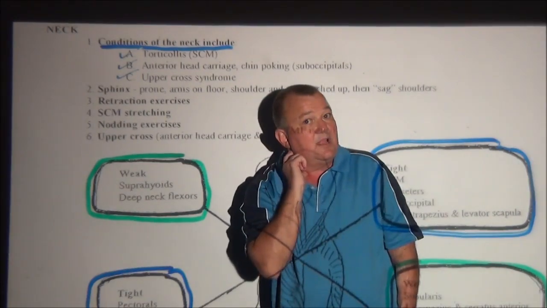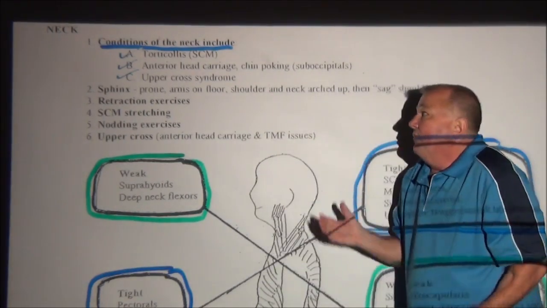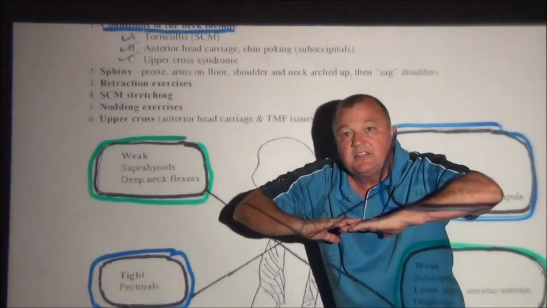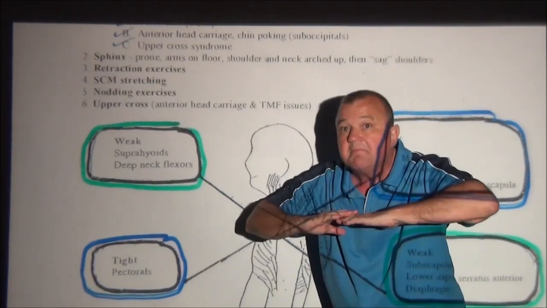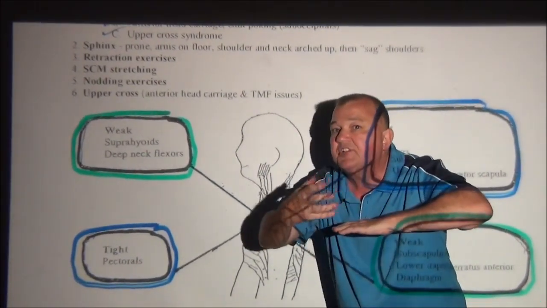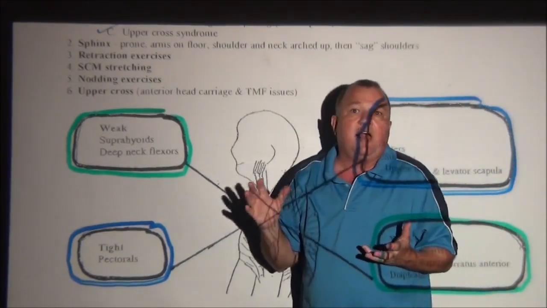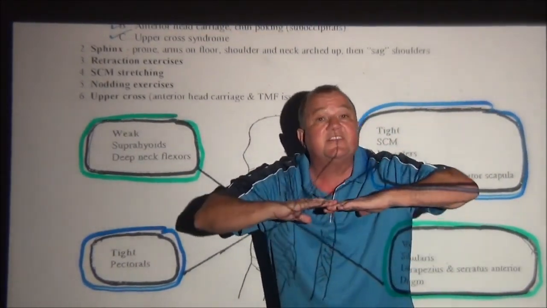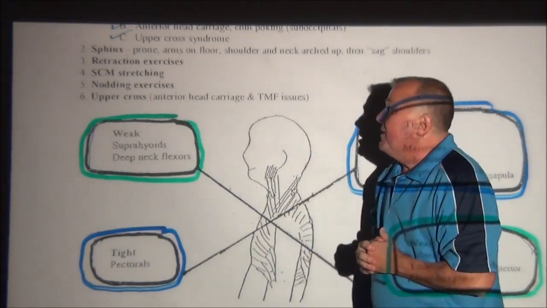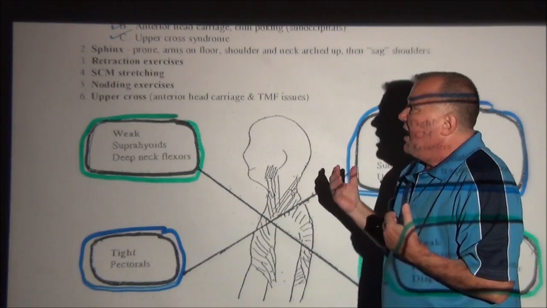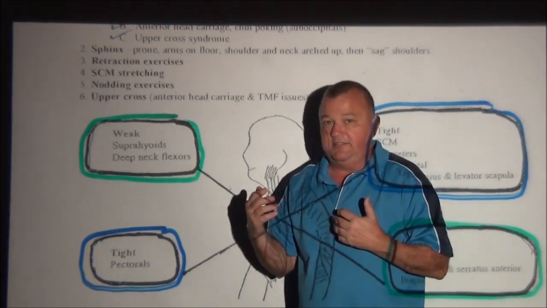When we're talking about the Sphinx, it's where the person is on the floor with their hands resting like this and they're kind of jutting their head back and forth like that. It's a retraction, protraction kind of exercise. So it's a pretty good one if a client can get all the way to the floor. You could do it with their hands on the table and kind of practice it. SCM stretching would be for the torticollis. The nodding exercises, okay, is this kind of thing.